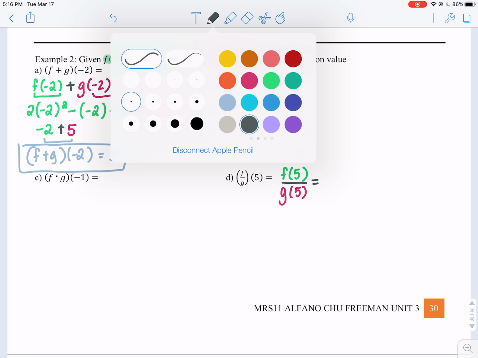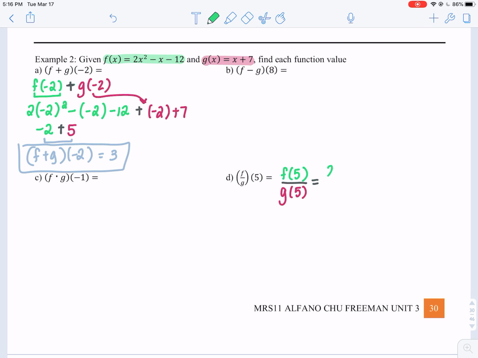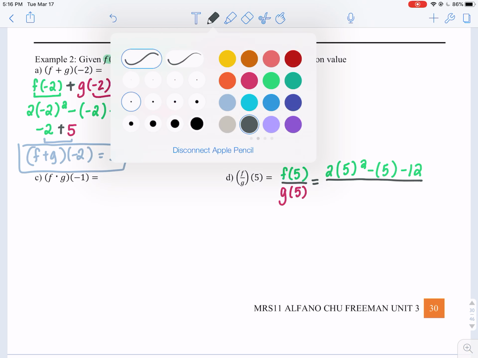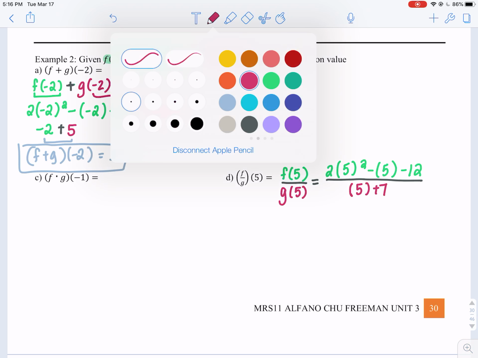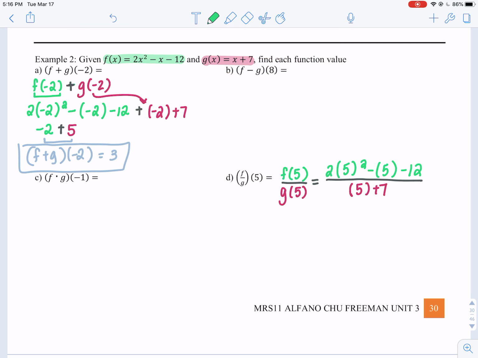On top, we get 2 times 5 squared minus 5 minus 12. And then on the bottom, we're dividing that by g of 5, which is 5 plus 7. You guys can use alpha y equals and enter this entire thing into your calculator. If you're not comfortable with that, you can definitely do it piece by piece. Just make sure you're using parentheses wherever you have parentheses.